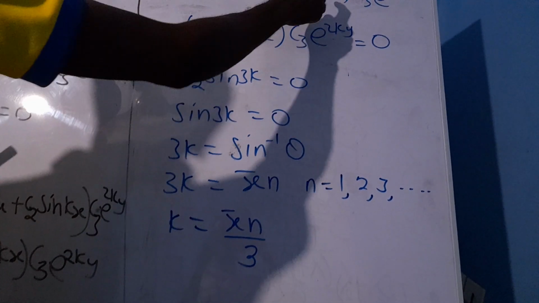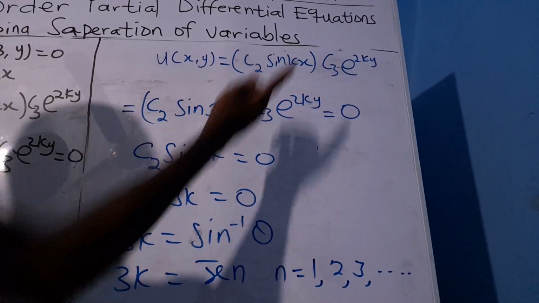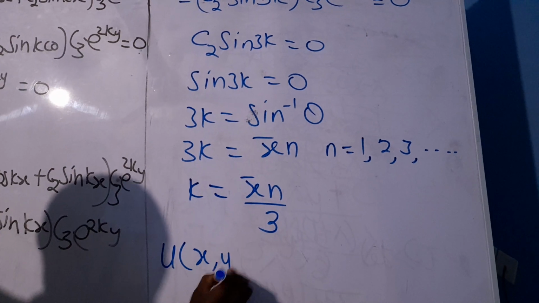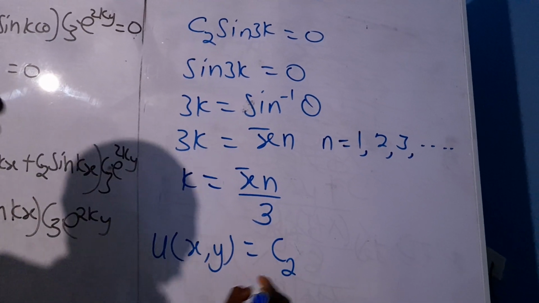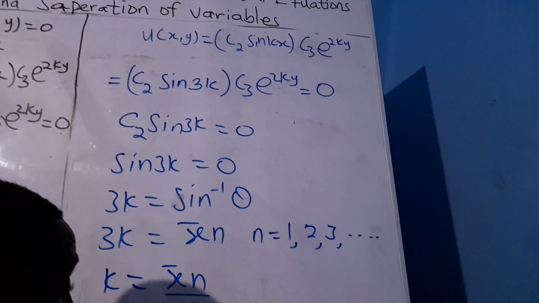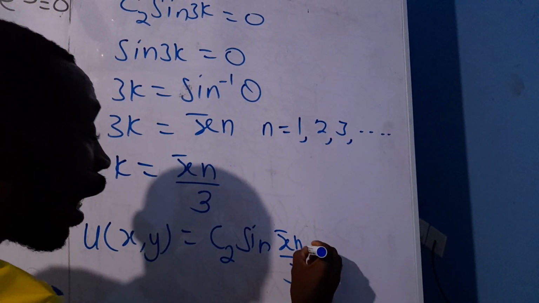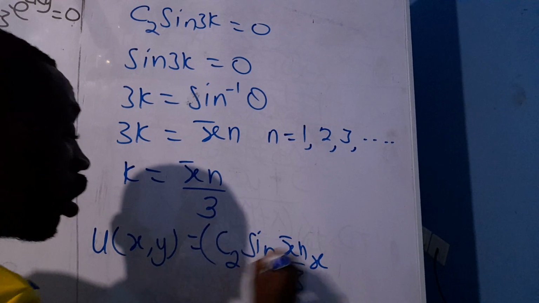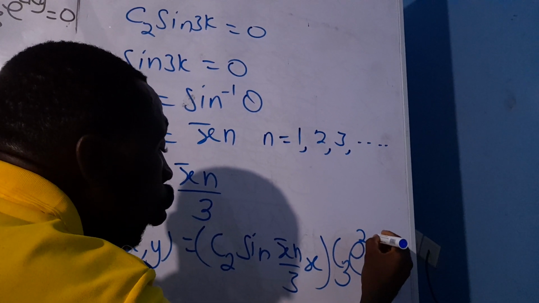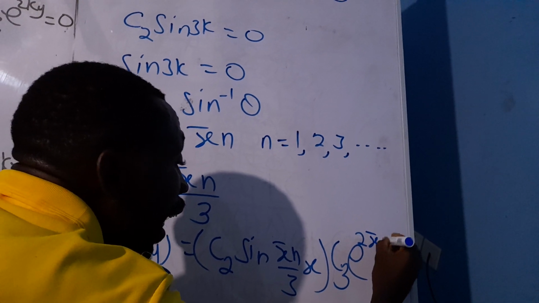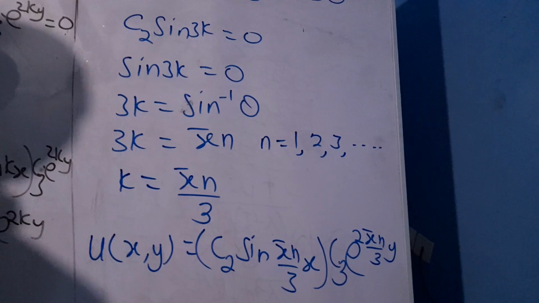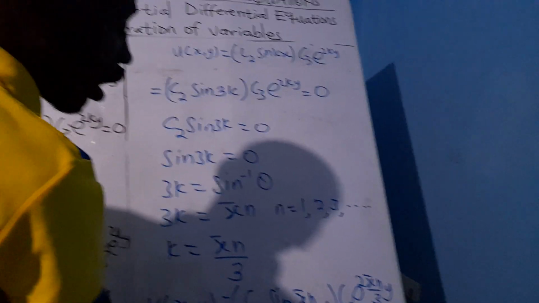We substitute k into this equation. So we have u of xy is equal to c2 sin, in place of k, we'll put pi n over 3 x, then c3 e exponent 2 pi n over 3 y. So this is what we are having.